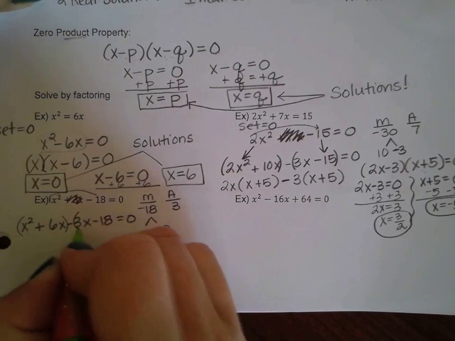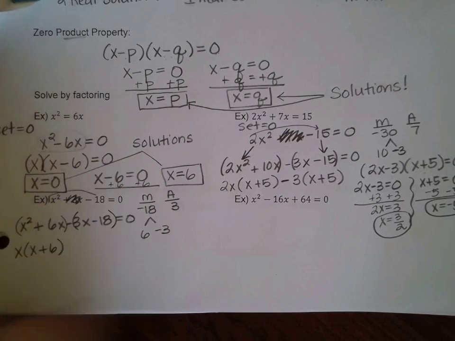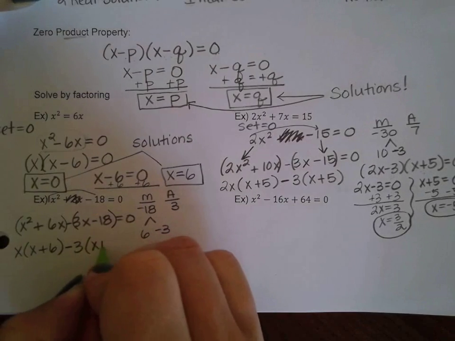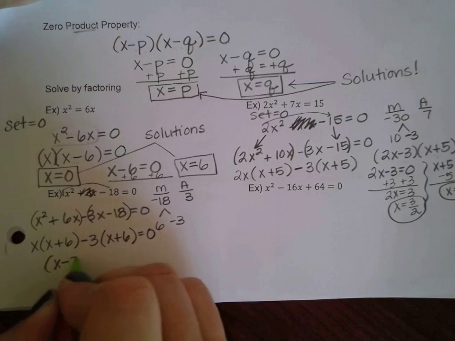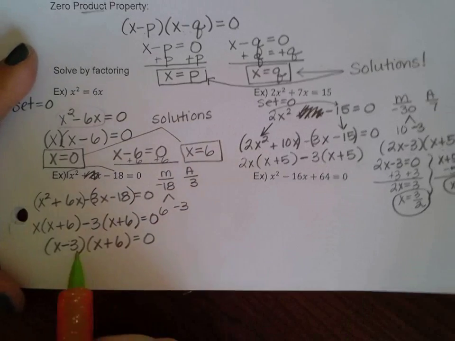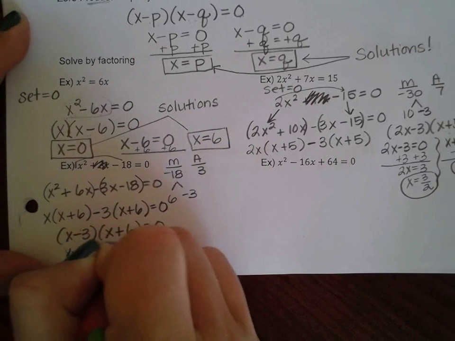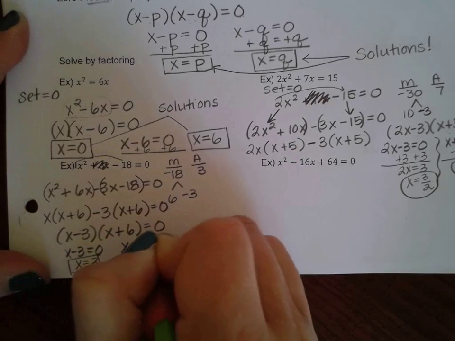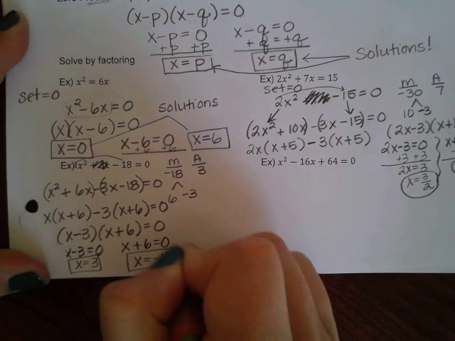Then you're going to group it, take out an x, you're left with x plus 6, bring down the minus sign, take out a 3, you're left with x plus 6, and then this becomes x minus 3 times x plus 6. Now, using the zero product property, we can set each one equal to 0. x minus 3 equals 0, so x equals 3. x plus 6 equals 0, so we subtract 6, right? So x equals negative 6.